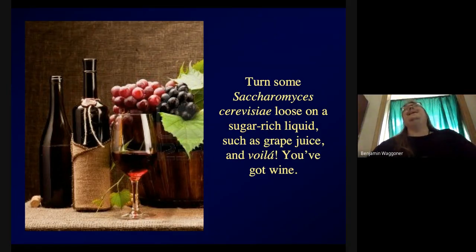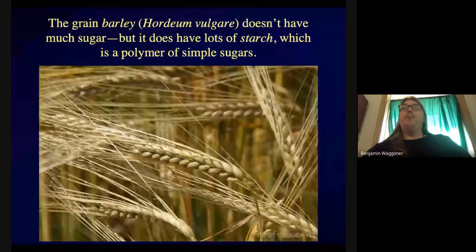All right. If you turn it loose on rice that's got another fungus growing on it, you make sake. And then you can also turn it loose on a grain called barley, which looks like this. Barley does not have much sugar, but it has got lots of starch. And you might remember that starch is a polymer of sugars.